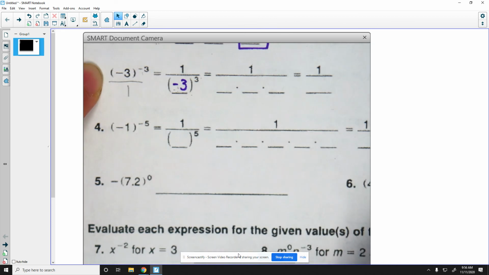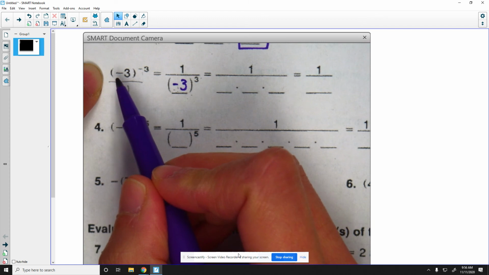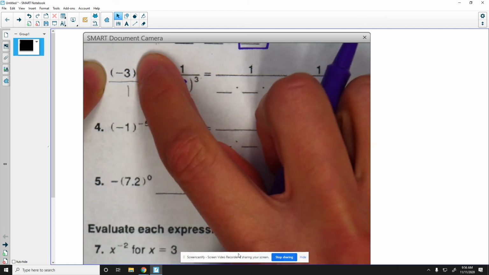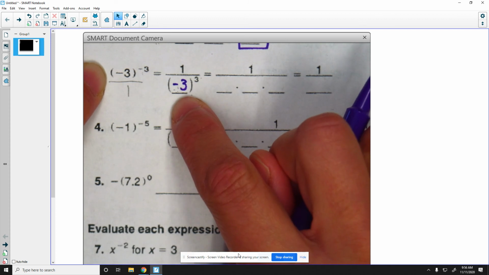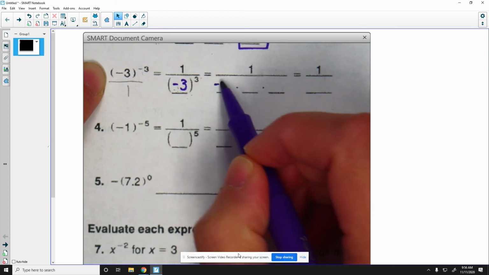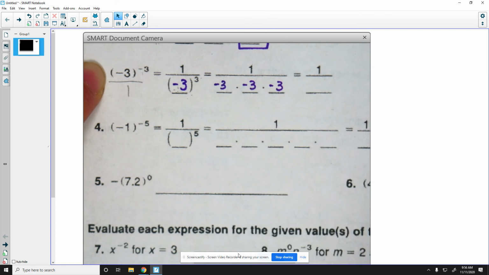Yes, Luke? Is that always the case? That is always the case. If it's in parentheses, you have to say it's all of -3. So all of -3 goes to the bottom. So really what you're doing is you're saying it's 1 over -3 times -3 times -3. Because if you forget a negative, then maybe that messes up your positive negative answer part.